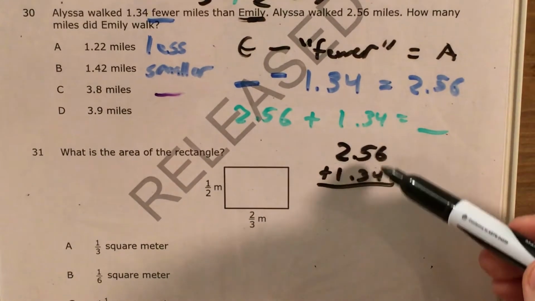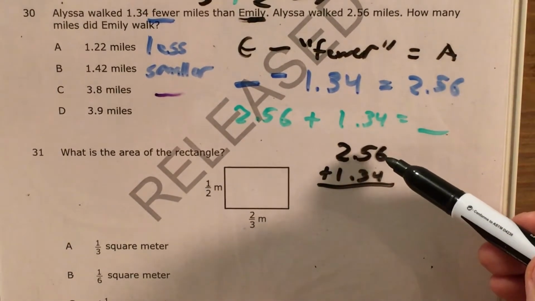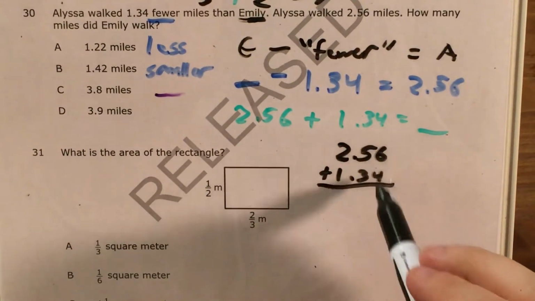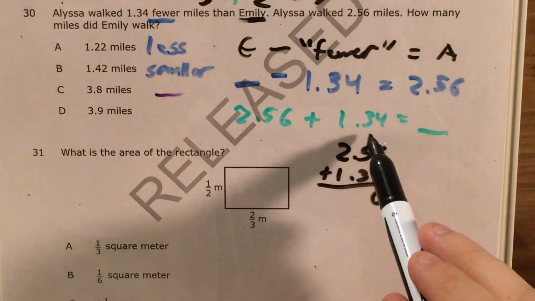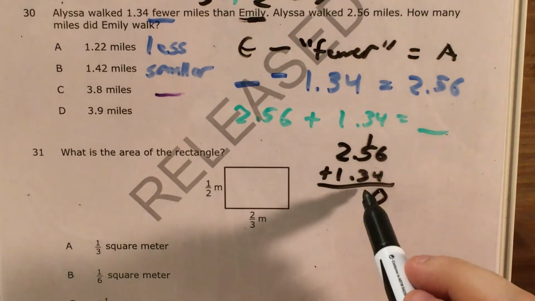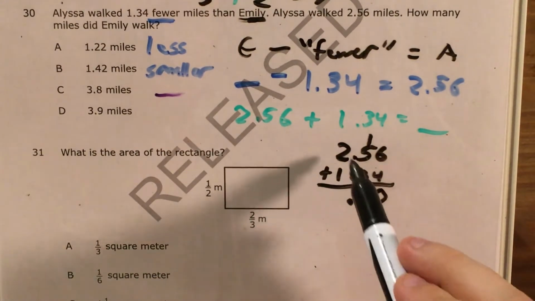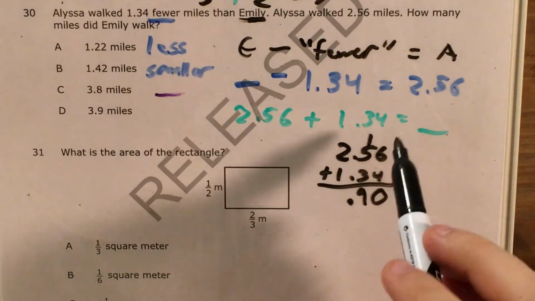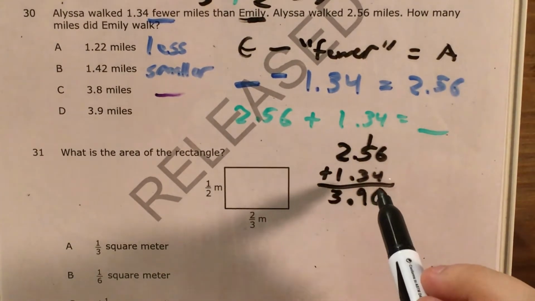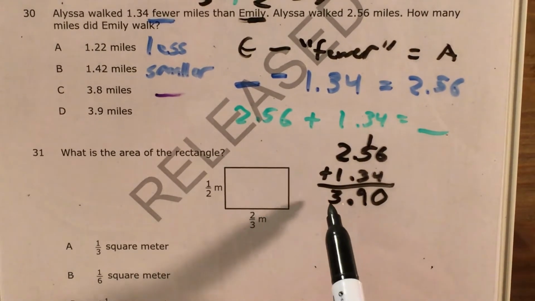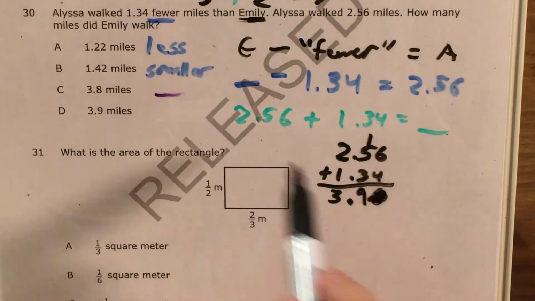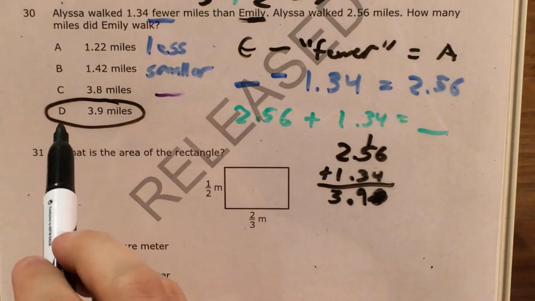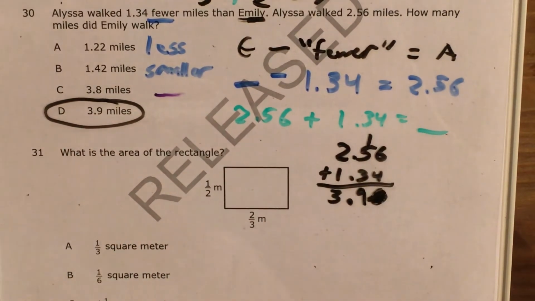All right, so I start with my hundredths place. 6 hundredths plus 4 hundredths equals 10 hundredths, also known as 0 hundredths and 1/10. 1/10 plus 5/10 plus 3/10 equals 9/10. 2 whole numbers plus 1 whole equals 3 wholes. So I end up with 3.90, also known as 3 9/10, which matches my answer of D. So my answer for this problem is D. Emily walked 3 9/10 miles.